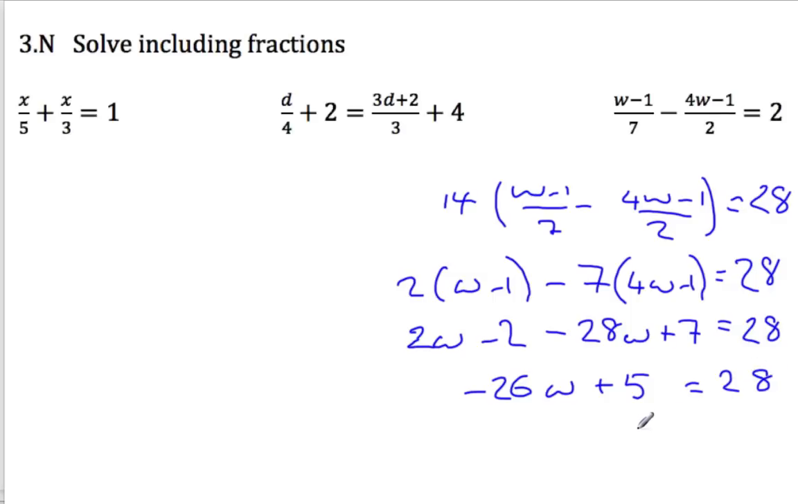Now I'll subtract 5 from both sides. So negative 26w equals 23. Divide by the negative 26. We're doing a positive divided by negative, so it's going to be a negative answer. It's 23 divided by 26, and we can leave it just like that. Nice.